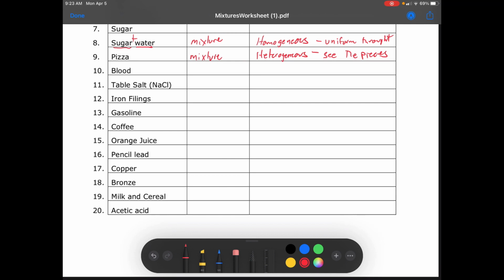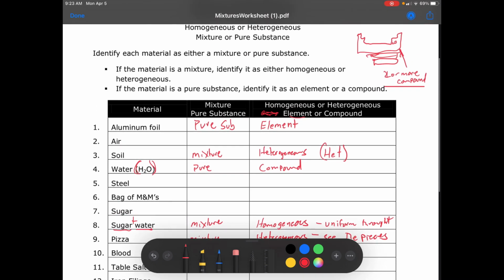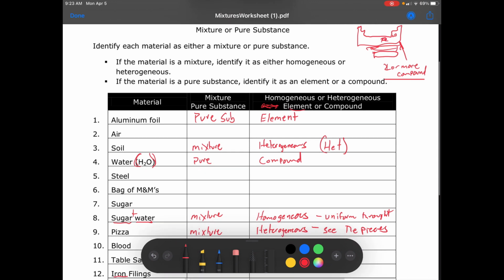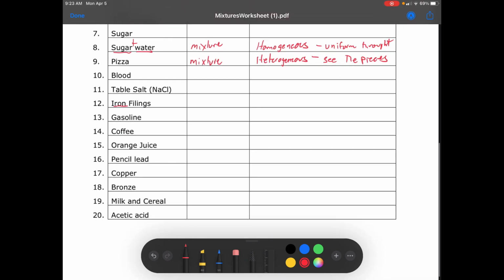So iron, we know that is on our periodic table about right here, and that is going to be Fe. So iron is an element. Filings just means that you've filed it down. It's got little chunks or a powdery substance, but it's still that same iron. So iron is a pure substance, and it is an element. It's not a compound because it's not mixed with, say, oxygen, which would be iron oxide. It is simply pure iron, so it's an element.